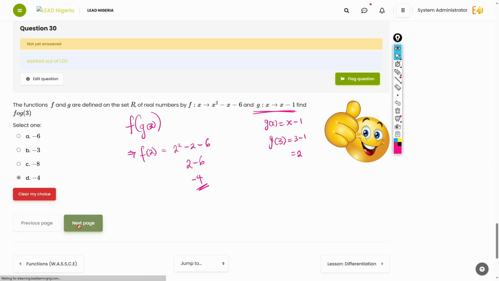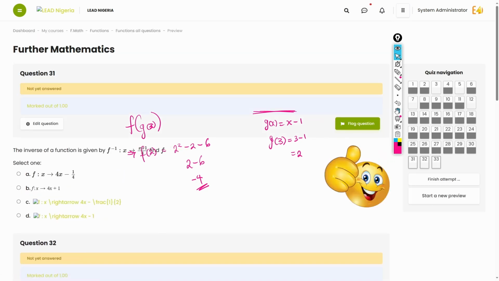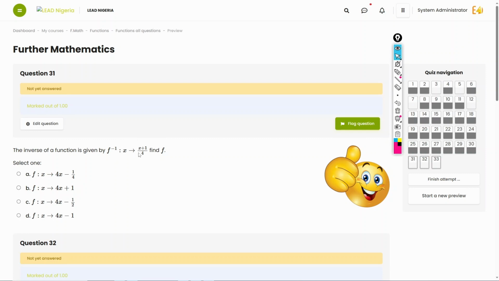All right, next page. So we're given, find the inverse of the function, right? They give us the inverse of the function, then ask us to find the original. Well, if you find the inverse of the inverse, you get the original, right? So they're both basically inverses of each other.